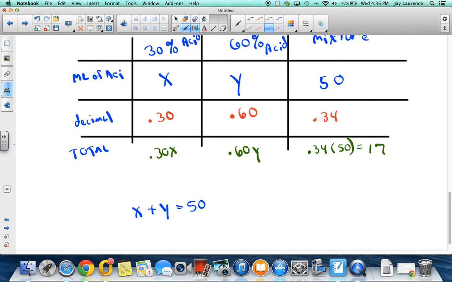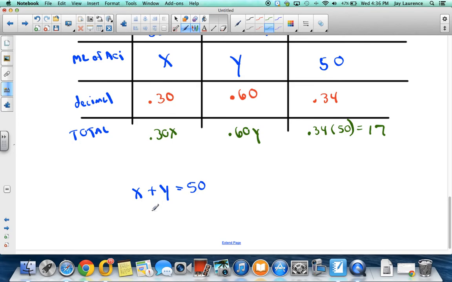Wow. Coincidence. The last problem was 17. They won't always be 17. That's just kind of a coincidence. All right, so I'm going to write 0.30x plus 0.60y, and that's going to equal 17.